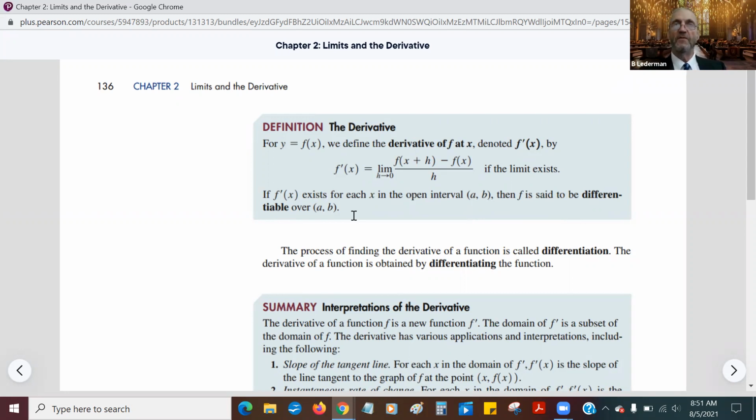By the way, now you're ready, finally, for your first calculus joke. What is the derivative of a clock? Prime time, get it? Because prime. Anyway, that is the story.